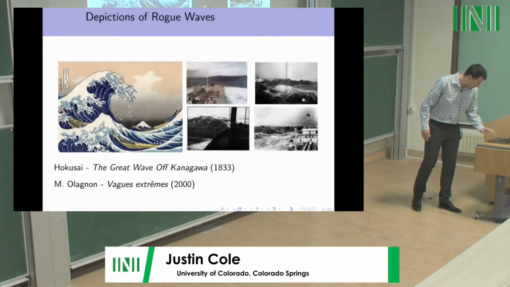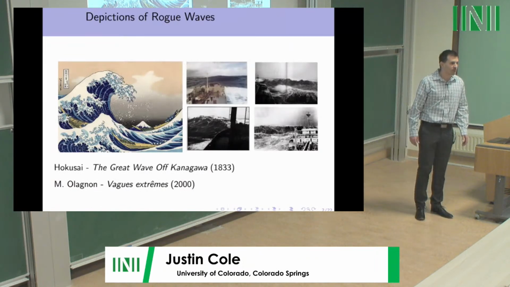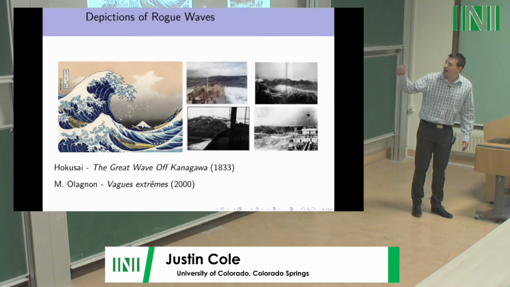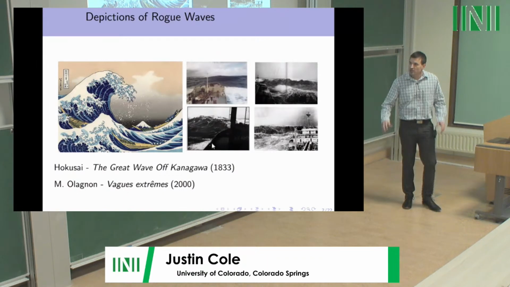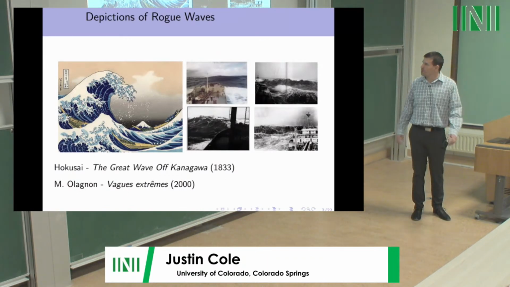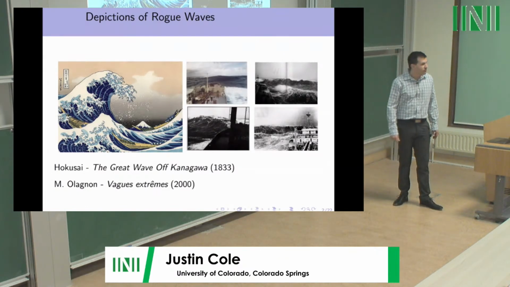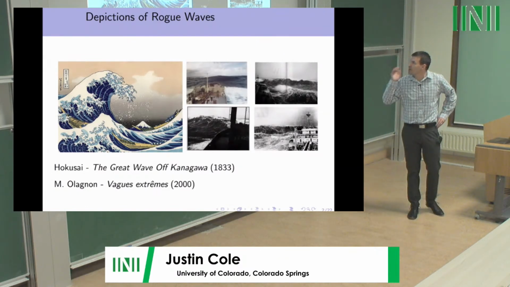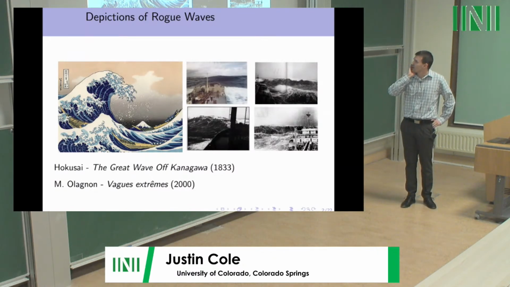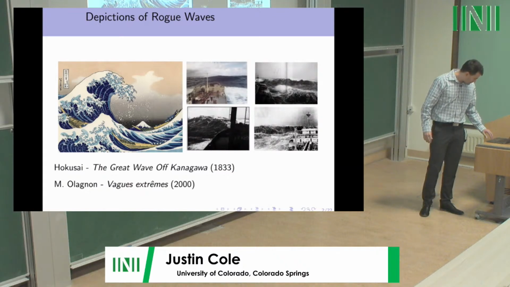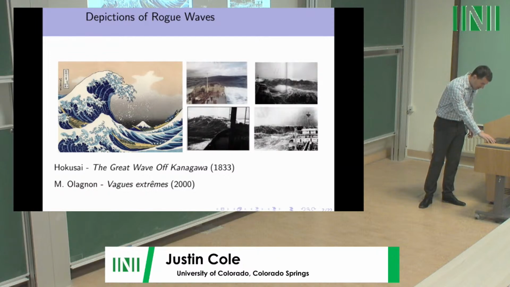I'll start with a well-known picture on the left, The Great Wave off Kanagawa by Hokusai. It appears to be a depiction of a rogue wave event: a large, fearsome wave out in the ocean, and people in the boat are in trouble. On the right are some photos taken from a ship that appear to depict certainly large waves, perhaps rogue waves, coming towards the ships. So rogue waves have been the tales of fishermen for ages.